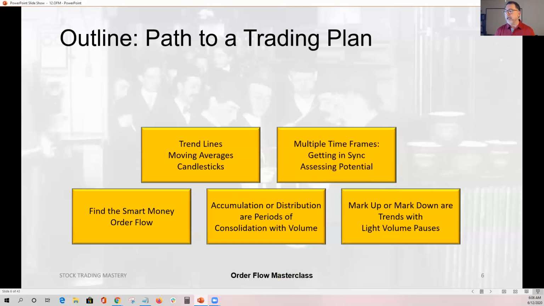Next, we have multiple time frames, getting in sync and assessing potential. Remember a couple of minutes ago when I said you can find the right side. So you pick a spot, but then you say to yourself, is now the right time? And we saw that in a lot of trades. The last week, people were buying Chesapeake, Oxy, GNUS, and even last week into this week on Boeing. I'll keep using Boeing as an example.